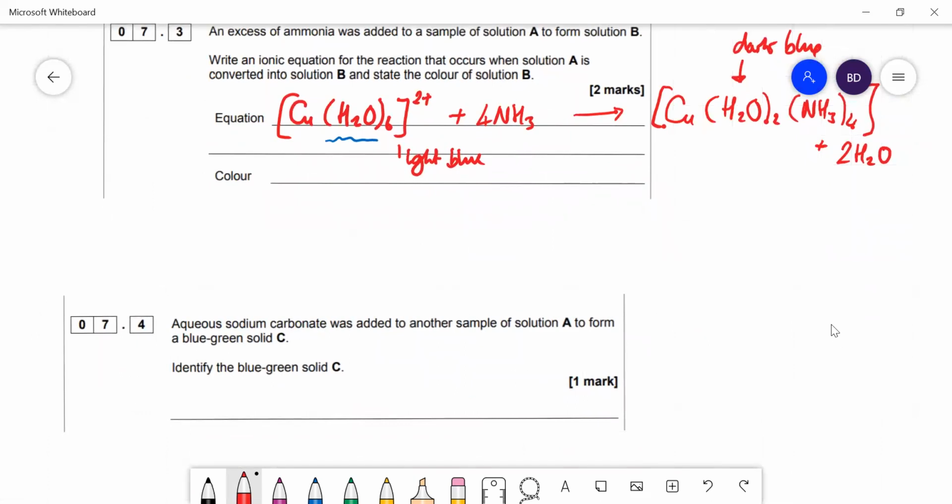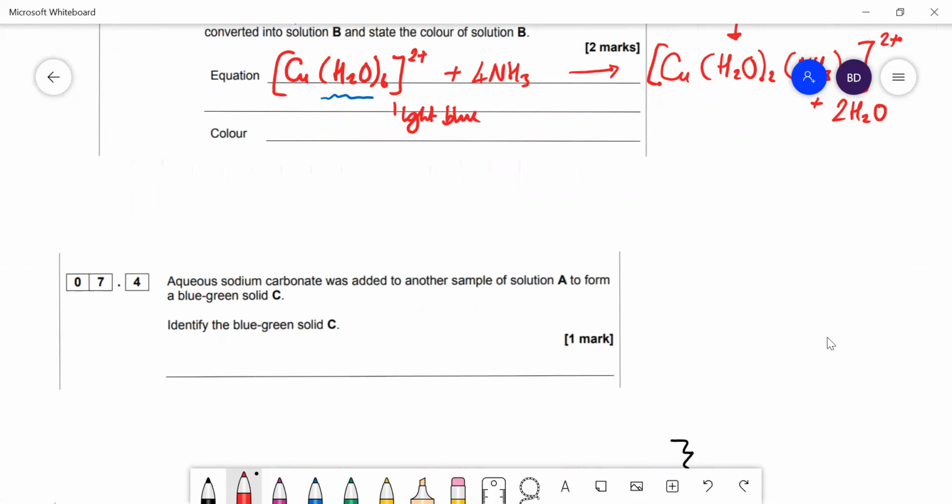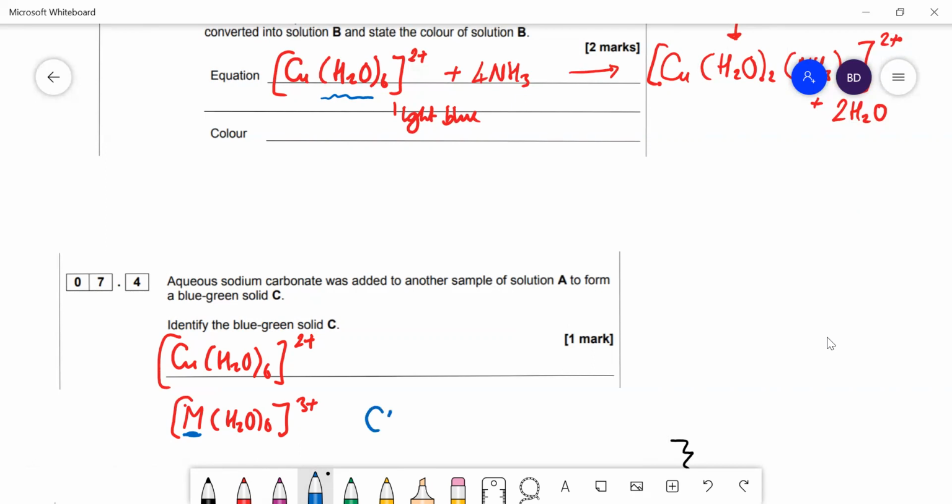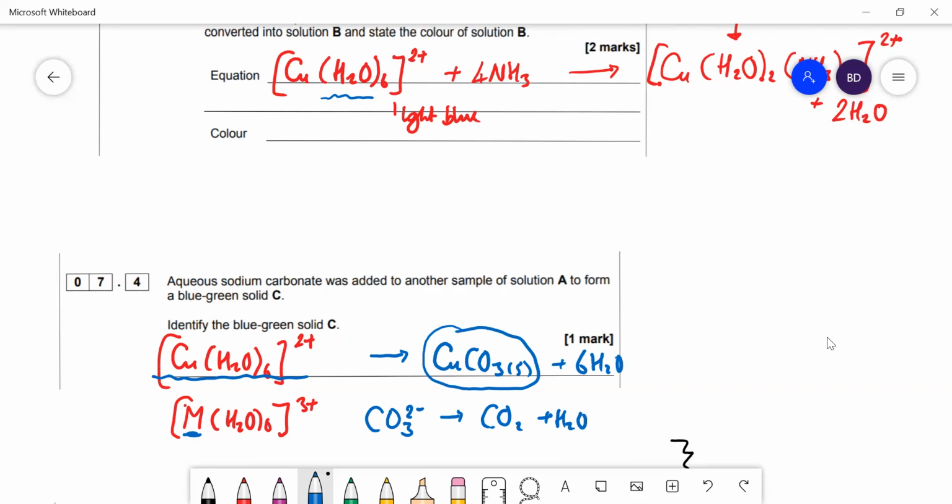Aqueous sodium carbonate was added to another sample of solution A to form a blue-green solid. How is that going to react with the carbonate? Now, if you've got a 3+ metal ion, they are stronger acids because with 3+, the metal is more electron withdrawing. That's a strong enough acid to give protons to the carbonate ions, and you get CO2, so you get effervescence and water. That doesn't happen with this one because it's only 2+. It's not a sufficiently strong acid, so all that happens is you form a precipitate of copper carbonate. It's an insoluble compound, and to balance that, you're going to get 6 waters coming off. But you don't need to do that. We need to identify the blue-green solid, which is a precipitate of copper carbonate. So a different reaction with the 2+ ions compared to the 3+ ions there.